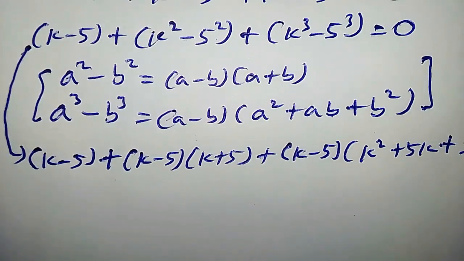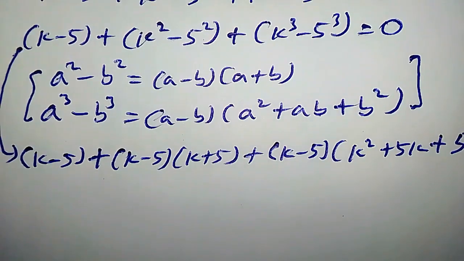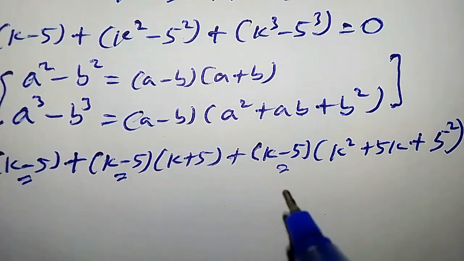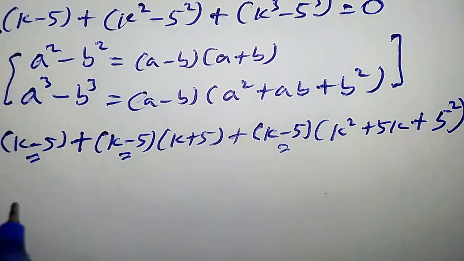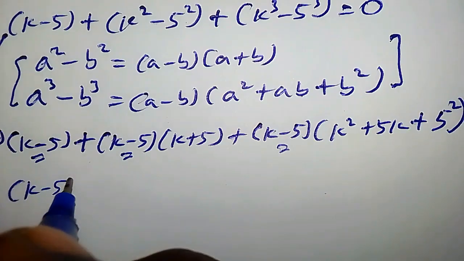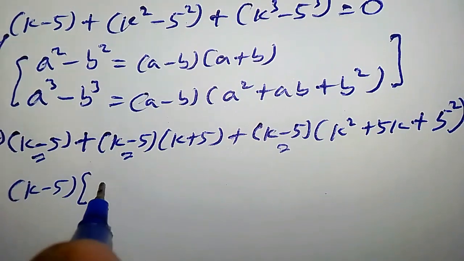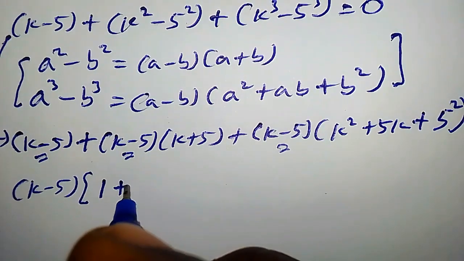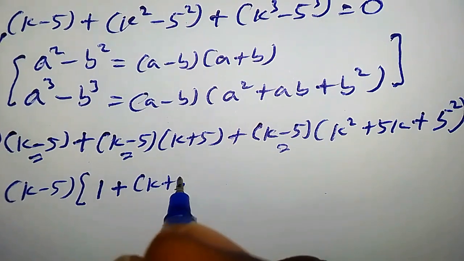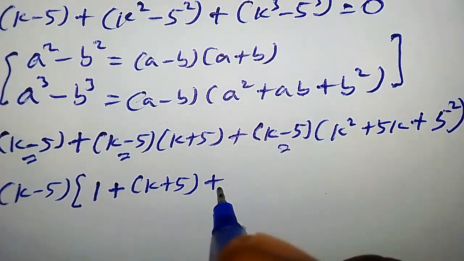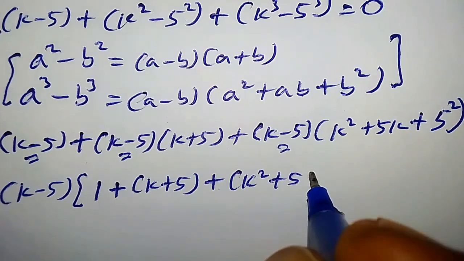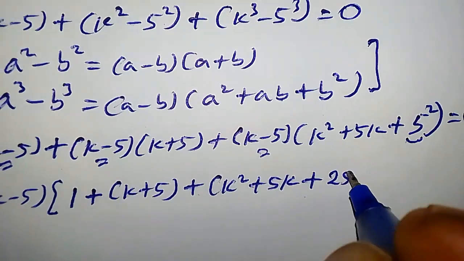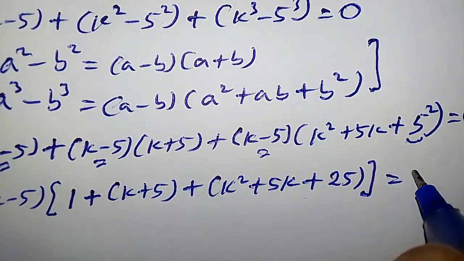You will notice that in this equation, something is very common. K minus 5 is common. That means we can factor k minus 5 out. So that will be k minus 5 into, this becomes 1. That is, k minus 5 times 1 gives k minus 5 back, plus k plus 5 plus k square plus 5k plus, what is 5 square? That is 5 times 5, 25. So we close the bracket, equal to 0.